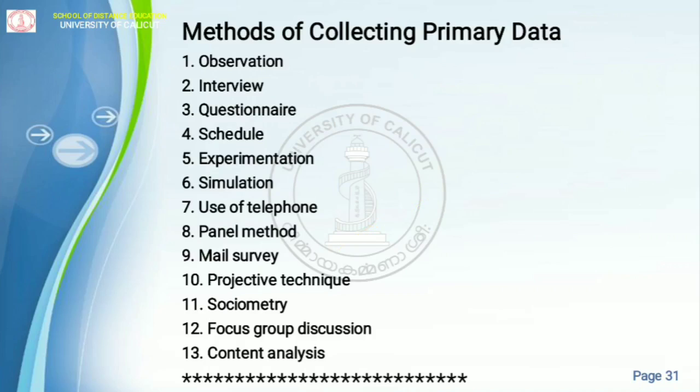So how to collect primary data? It may be through observation, interview, questionnaire, schedule, experimentation, simulation, use of telephone, panel method, mail survey. Projective technique may be used, sociometry may be used, focus group discussion will be there, and content analysis. All these are used for primary data. Primary data is more relevant than secondary data in research. Okay.